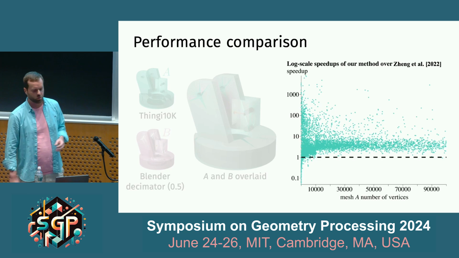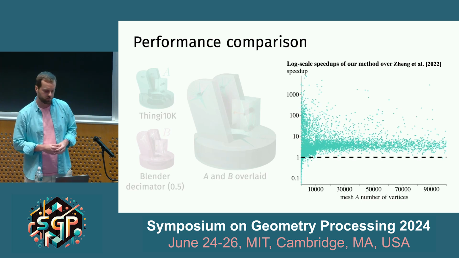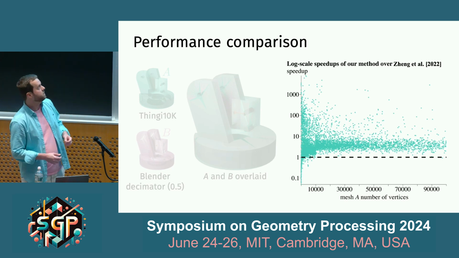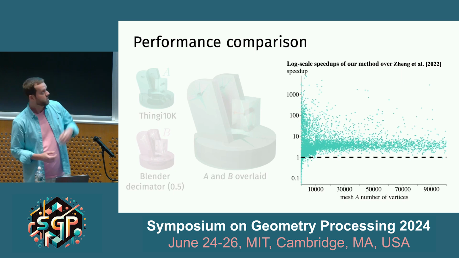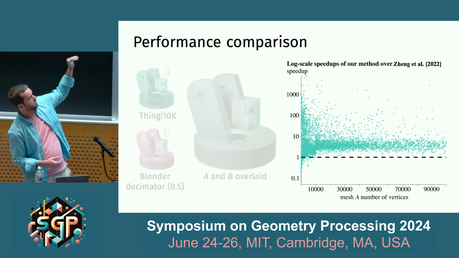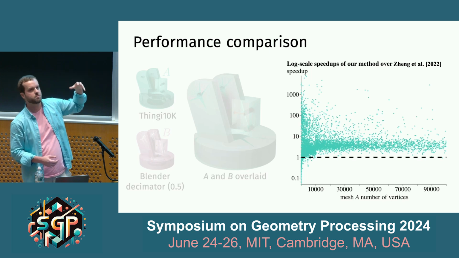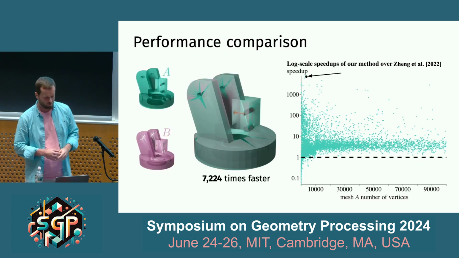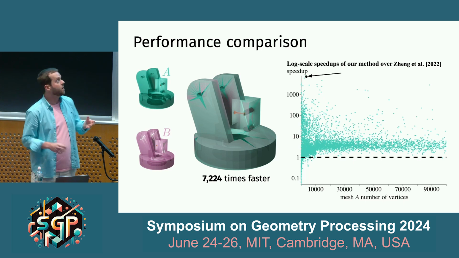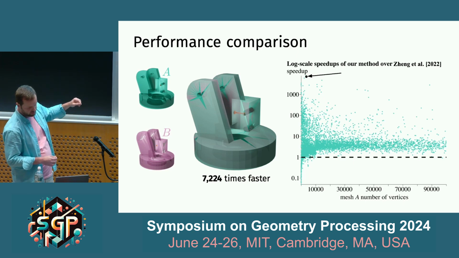And then this plot shows how much faster our method is in comparison to their method. Each point corresponds to the speed up for a single pair of meshes A and B. We can see that most of the points are above the equal time dashed line, so our method is faster for most of the tests. We selected some outliers in this benchmark to analyze.